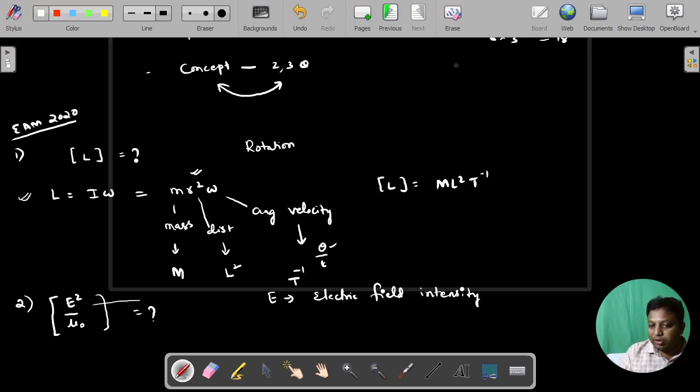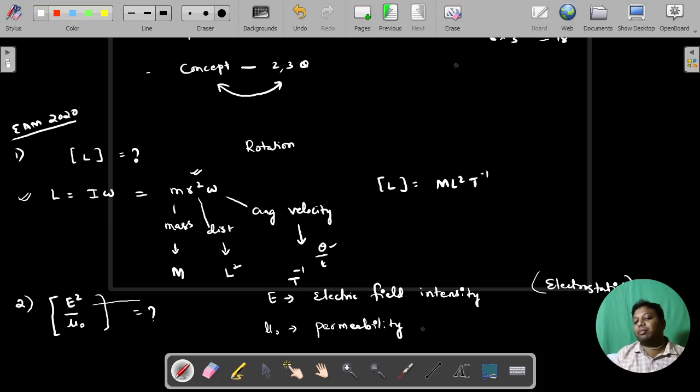We study about electric field intensity in the electrostatics chapter, where you will find formulae related to electric field intensity. And mu naught means permeability. We talk about this permeability in all magnetism related chapters. You will find it in the moving charges lesson, where there are many formulae in which we use this quantity mu naught.